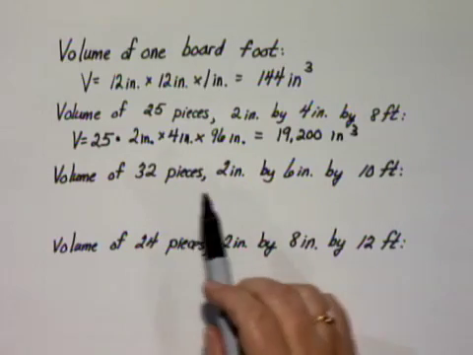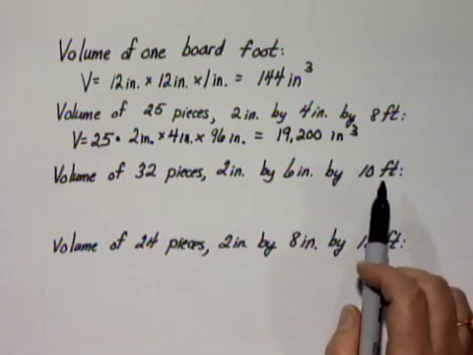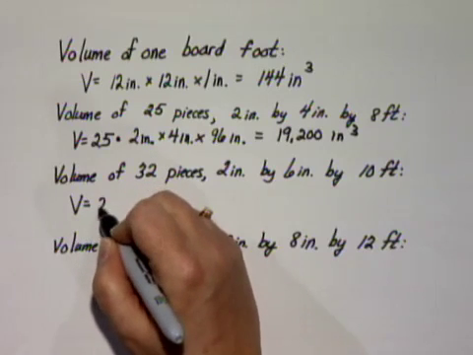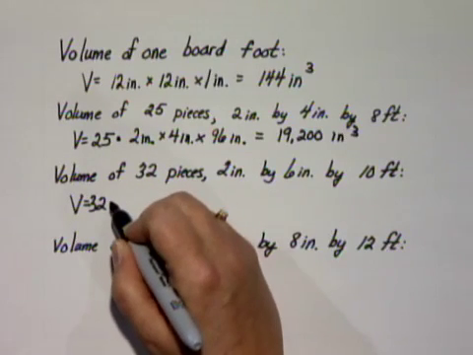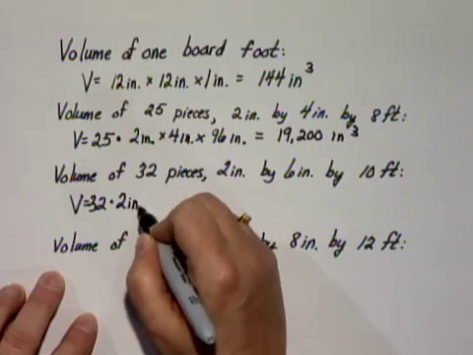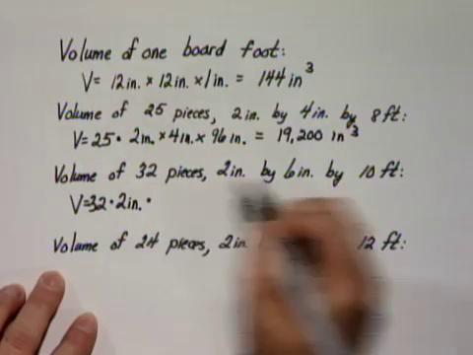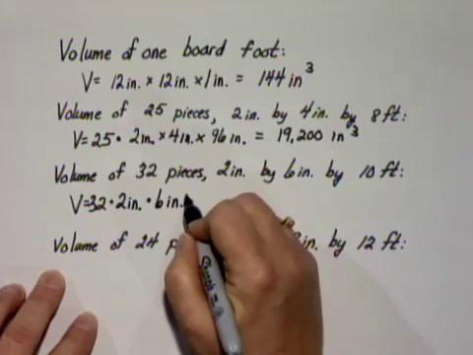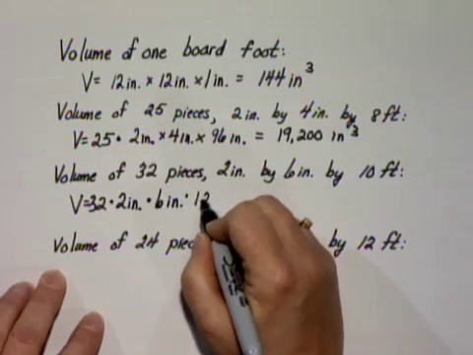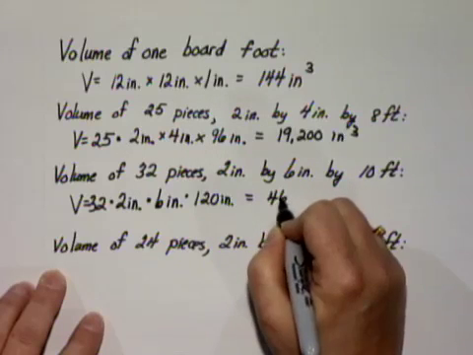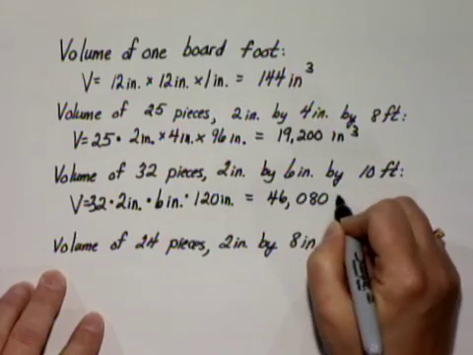For 32 pieces that are 2 inches by 6 inches by 10 feet, the volume is 32 times 2 inches times 6 inches times 10 feet, which is 120 inches, and that equals 46,080 cubic inches.